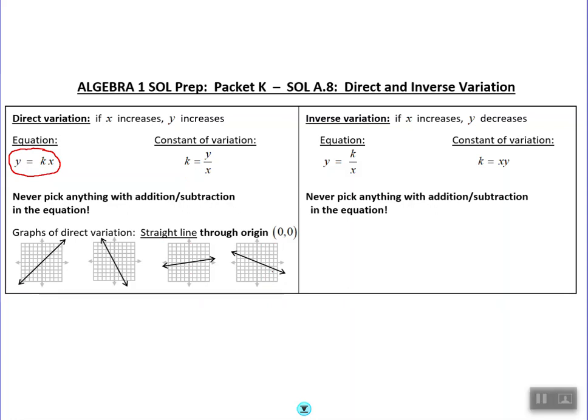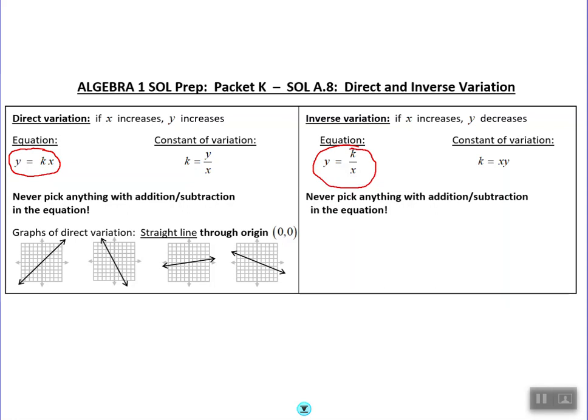For inverse variation, if x is increasing, then y is decreasing. Or if x is decreasing, then y is increasing. They are going in opposite directions. The equation for inverse variation is y equals k divided by x.